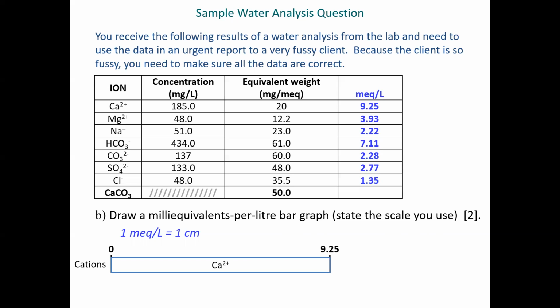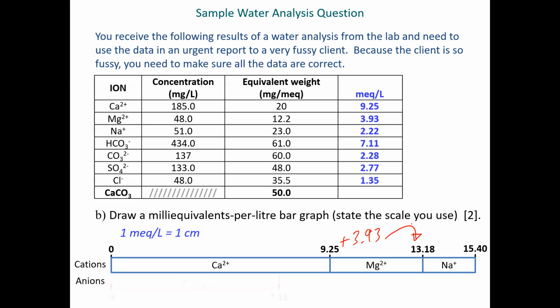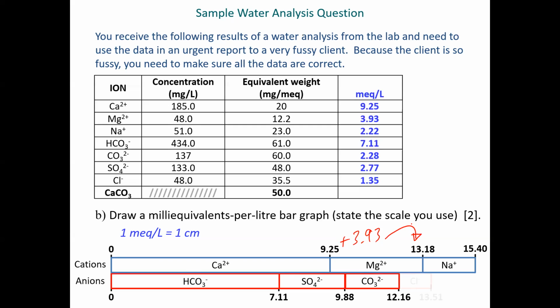So there's calcium, for example. We can add in magnesium, and notice that in this case, what I've done is I've added 9.25 plus the value for magnesium, which is 3.93. And that's where that value there comes in. And we have sodium. Usually these are done in the order of large to small. So the largest would be the first one done, and then you get smaller and smaller. And then we have our anions, so we can draw that one in. There's the bicarbonate, the sulfate, the carbonate, and the chloride.